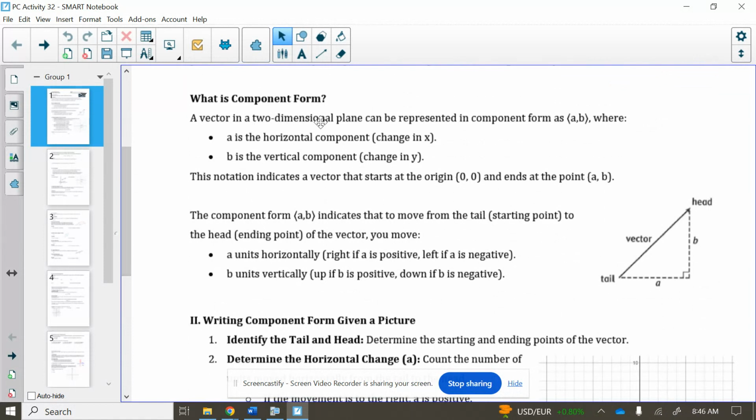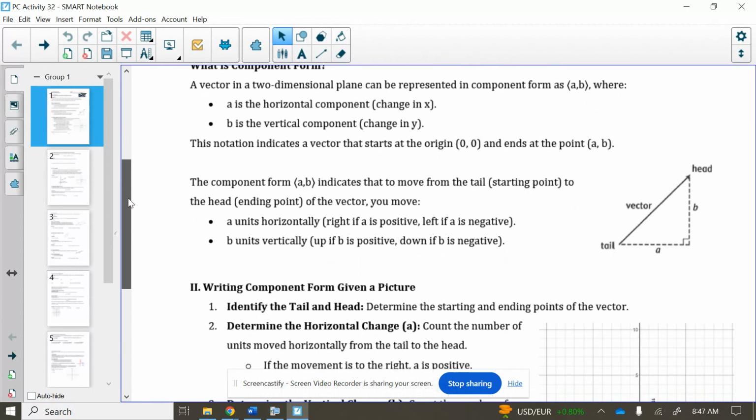So that component form is represented with these brackets and a comma b, where a is showing the change in our horizontal component, how much you're moving left or right, and then b is the vertical component, how much you are moving up or down. And again, we kind of assume in this format that it would start at the origin and then point towards the point A comma B.